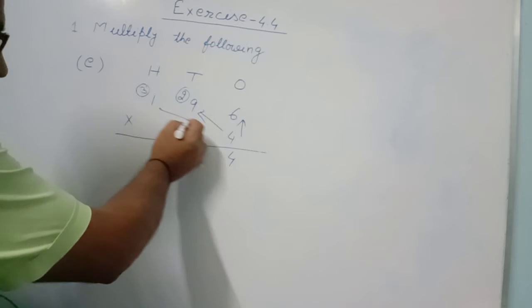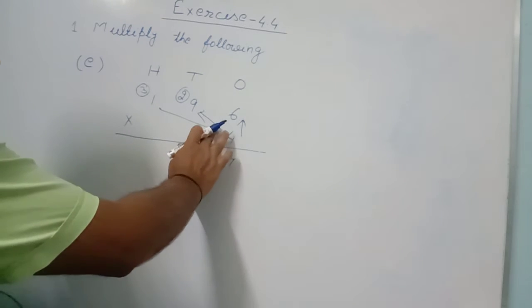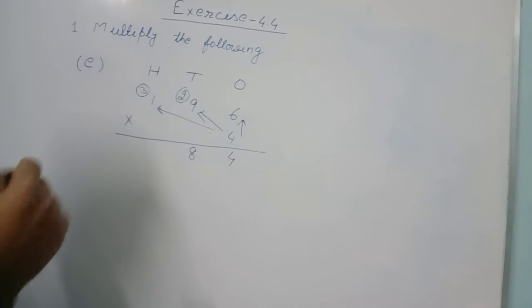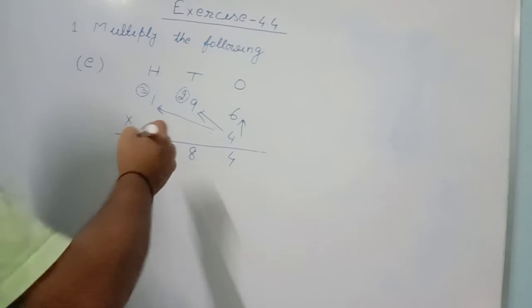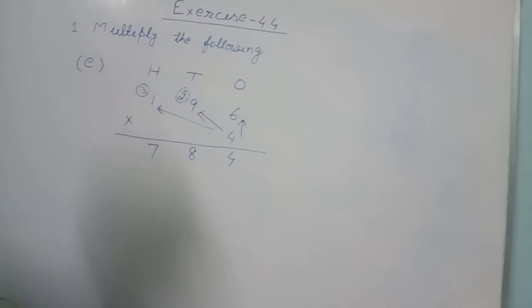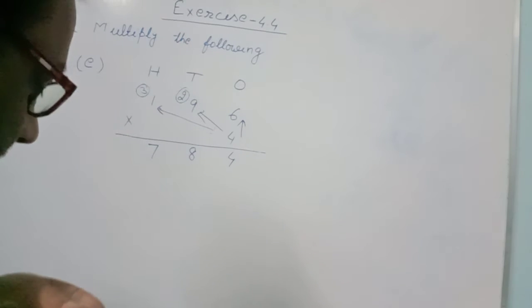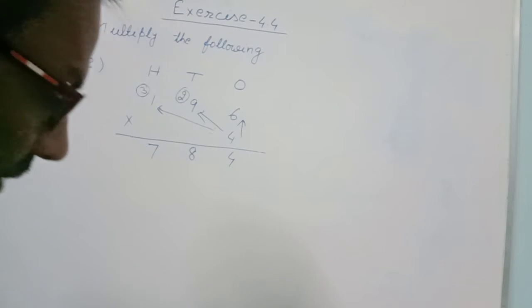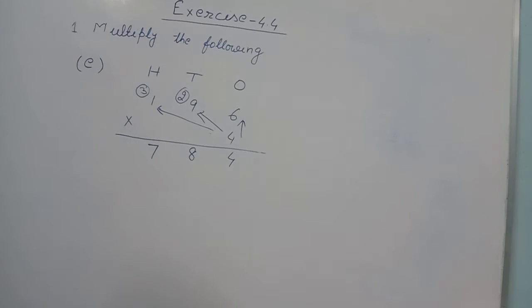Now we will multiply 4 and 1. 4 ones are 4 and there is already 3. So 4 plus 3, 7. So multiplication of 196 and 4 became 784. In this way, we have completed question number 1. We have completed this exercise 4.4.